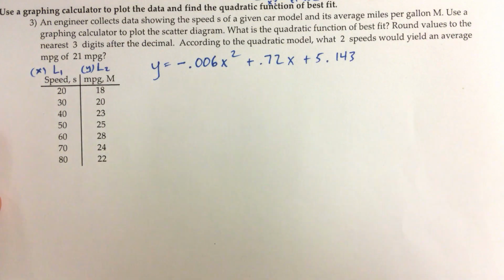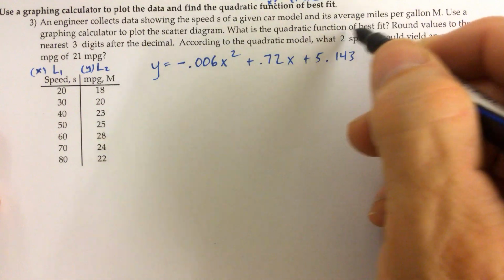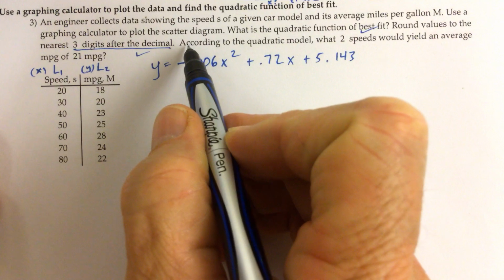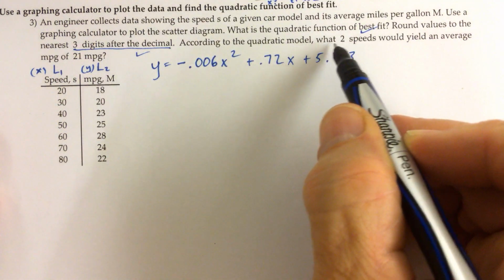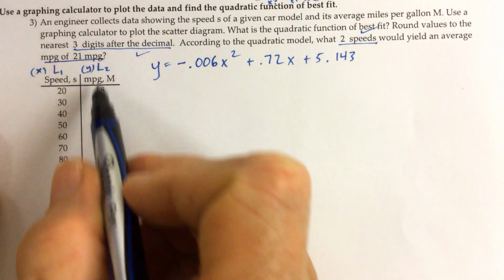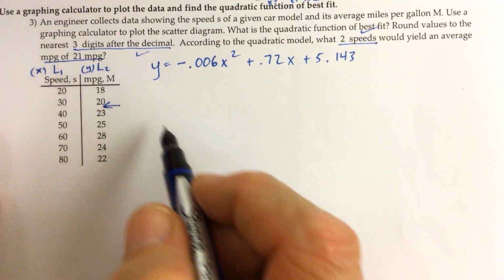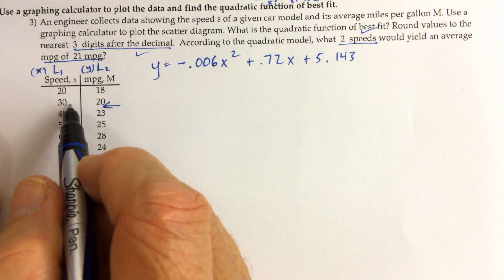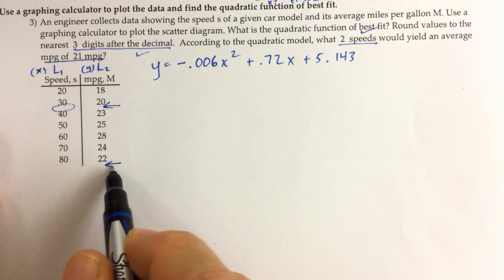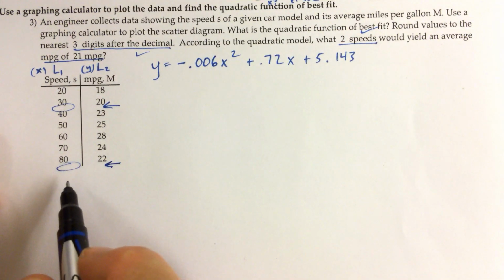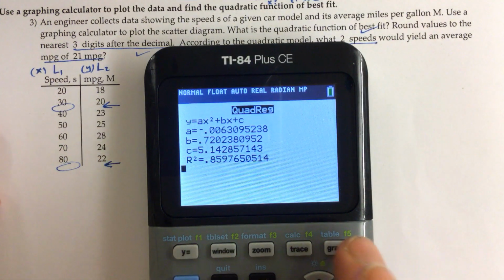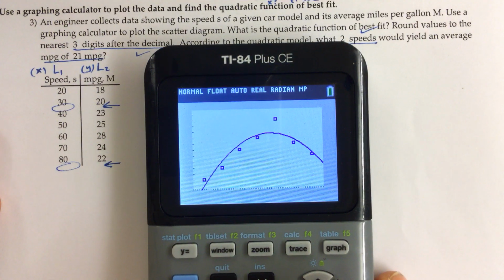And then, so we've got that. What is the quadratic function of best fit? Check. And then round values to the nearest 3 digits after the decimal. Did that. Check. Always read the directions. According to the quadratic model, what 2 speeds would yield an average miles per gallon of 21 miles per gallon? So we are going to use our model. Our 2 speeds should be somewhere in between 30 and 40, and then when it comes back down, it's going to be somewhere above 80. So we're going to probably have speeds somewhere in there, depending on what our model gives to us. So there's our model.